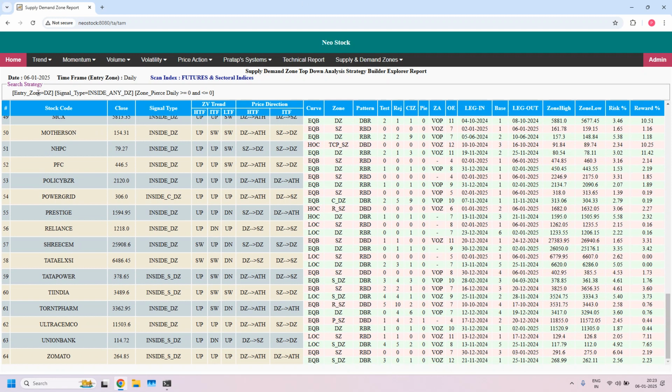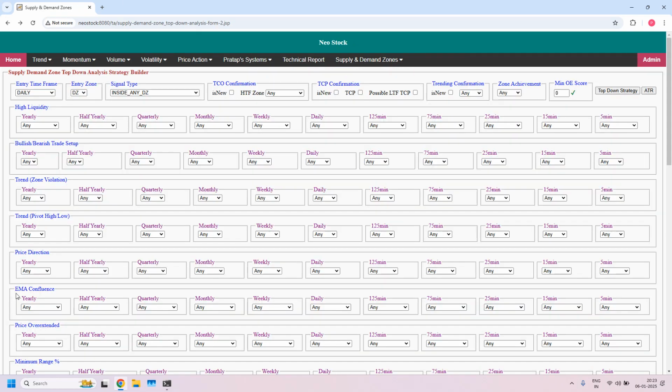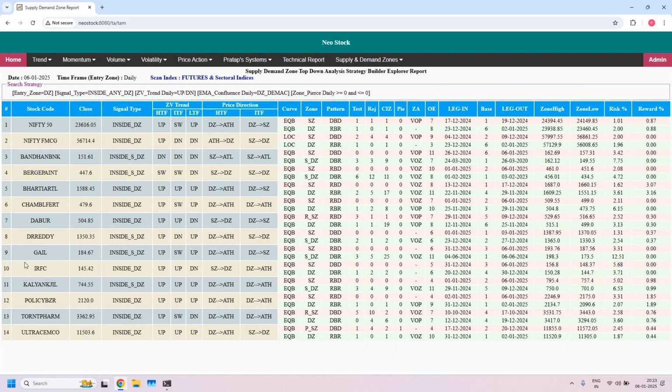Next, let us further filter with EMA Confluence. The EMA Confluence at a daily time frame, daily demand zone having daily EMA Confluence, and a trend on daily time frame should not be sideways. It can be up or down. Let's filter. See, now the list has come down to 14 stocks. Only 14. These 14 daily demand zones are having daily EMA Confluence. Okay, next.